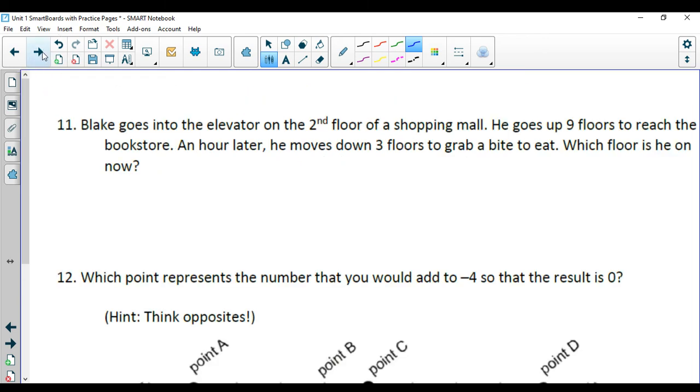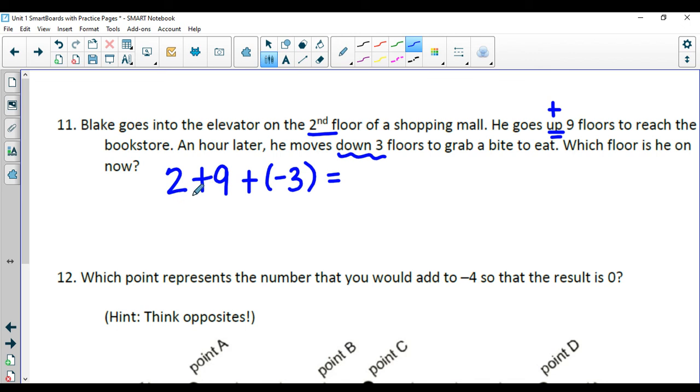Oof. On your next page here, we're on page 8, number 11. We're going to talk about Blake here. He goes into an elevator on the second floor. Well, that's a positive too. And he goes up 9 floors, so that's going to be a plus 9, and that takes him to the bookstore. And then an hour later, he moves down 3. Down's a negative. Which floor is he on now?